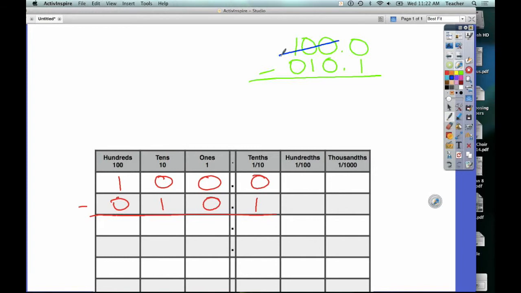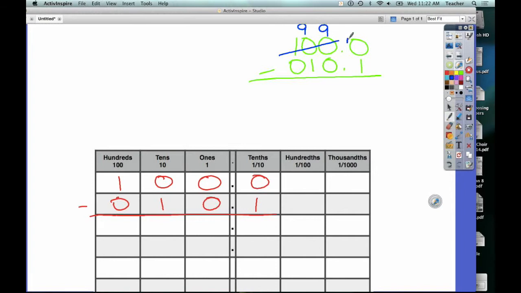So what's 100 minus 1? It is 99. So I'm going to put 99 above. And now I've borrowed, right?